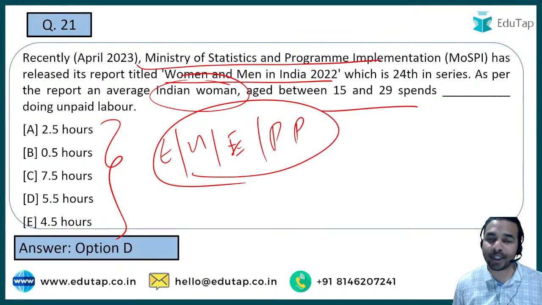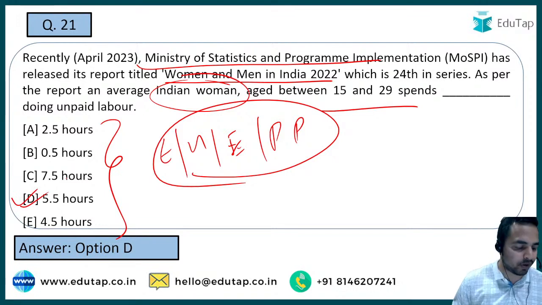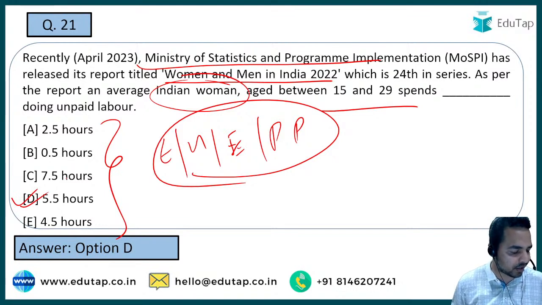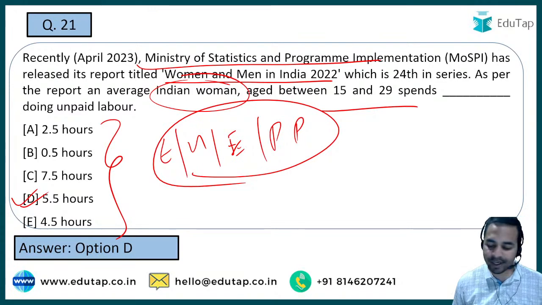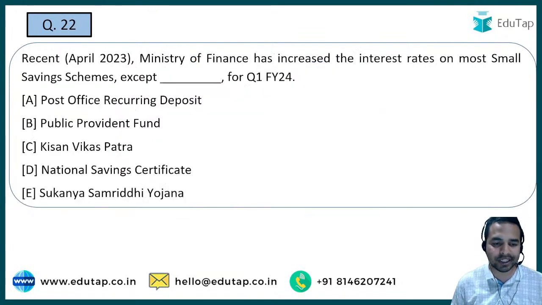And when I talk about the right answer to this question, it is option D, that is 5.5 hours. And everybody has given me the right answer. Ankit, Shashi, Priya, Ishwarya, everybody has given me the right answer to this question. That is option D. Now the next question.